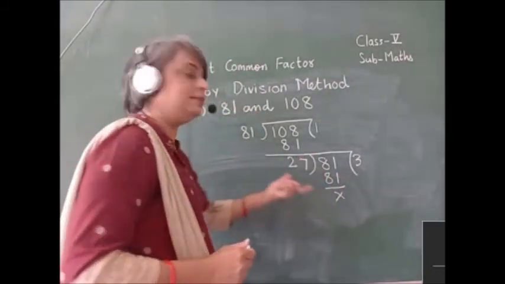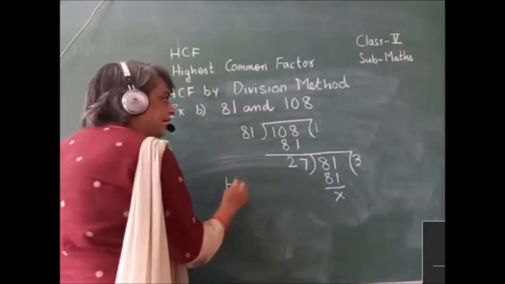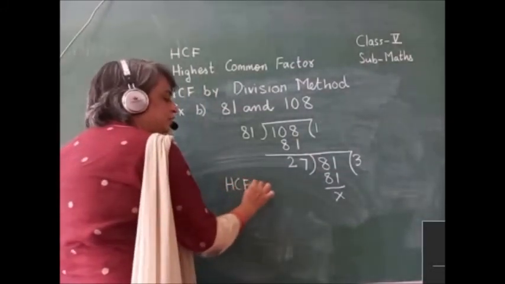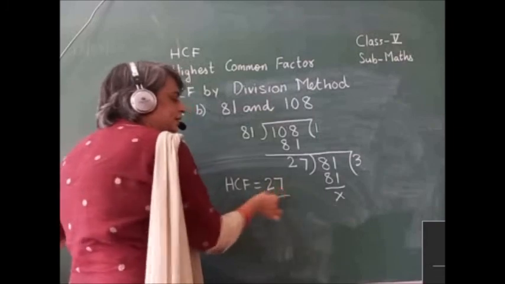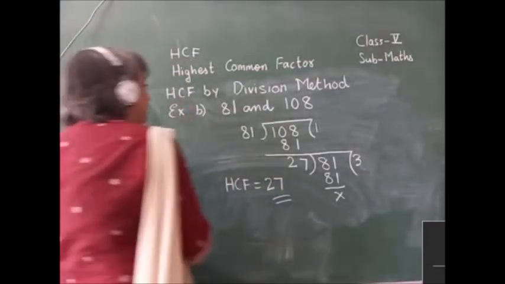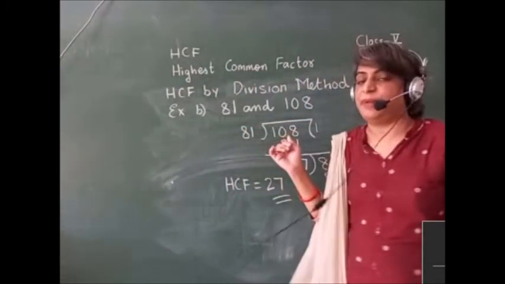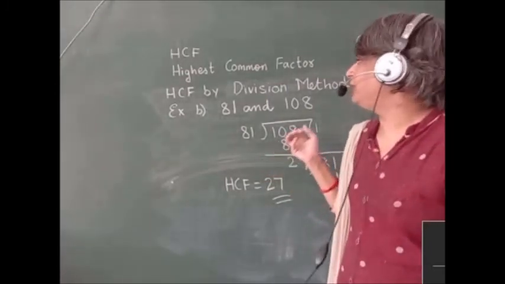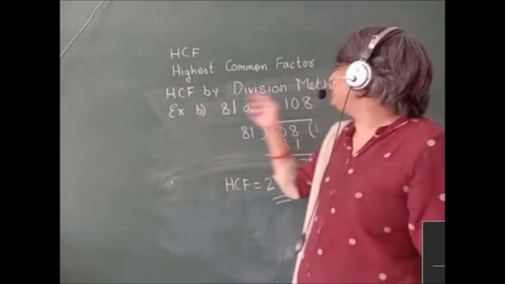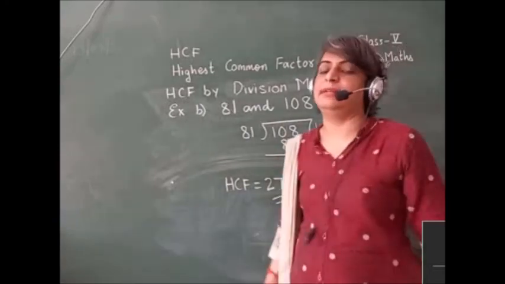So what is the answer here? What is the HCF of 81 and 108? HCF of these two numbers is 27. Children, I hope these three methods, HCF by prime factorization method, HCF by common division method and HCF by division method, all these three methods are clear to you.